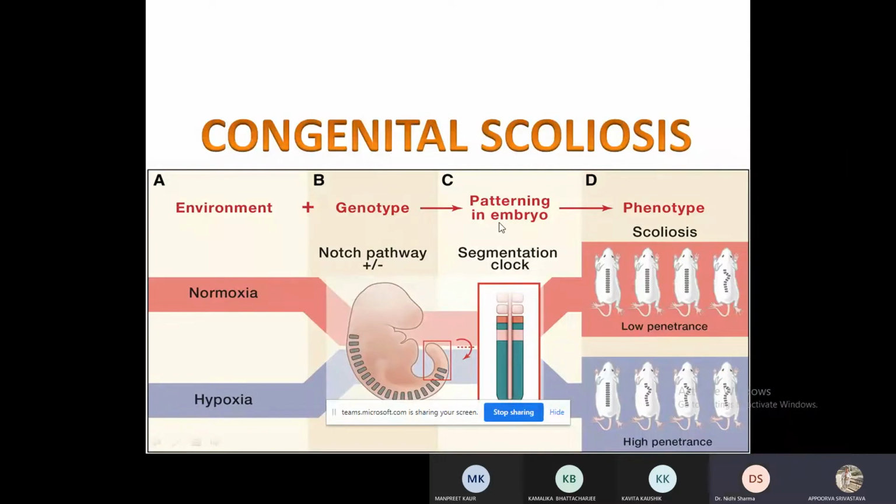and congenital scoliosis occurs. If the mother is having a normal oxygen level and normal oxygen to the tissues, then the notch pathway is normal, segmentation is normal, and scoliosis is less frequent, with a lower incidence. Whereas in hypoxic mothers, the incidence is quite higher for congenital scoliosis.